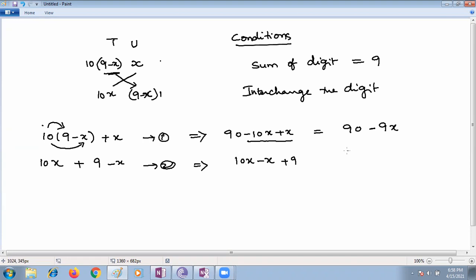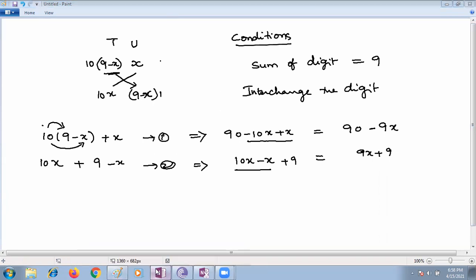90 minus 11... 10x minus x means this is 9x. 9x plus 9. And in our question, let me check the question. Till here it is over. Let me go with the question. There is one more condition given in your question.